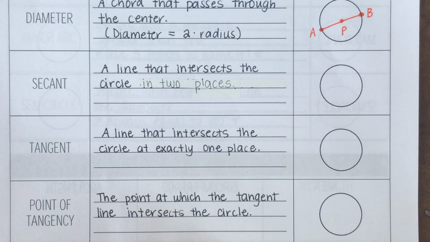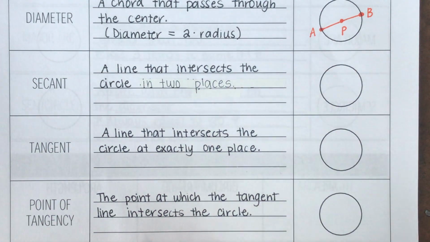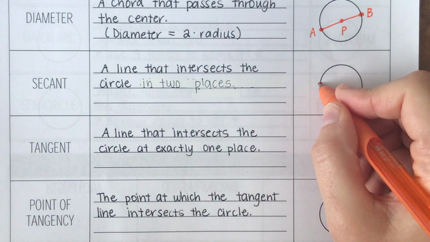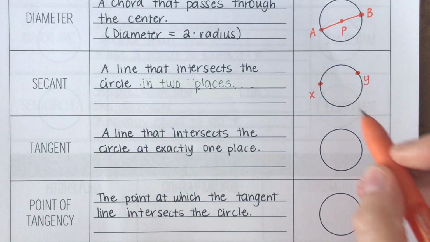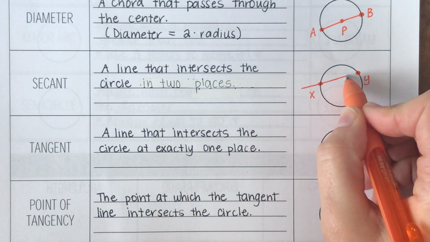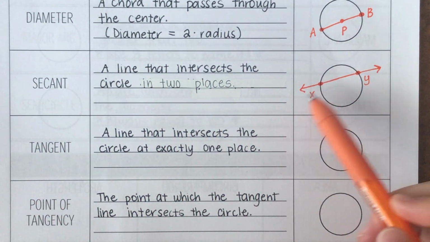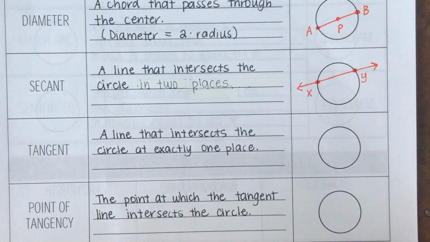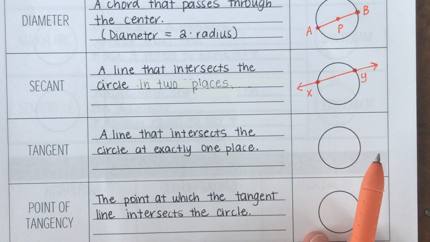Next word is a secant. Secant is a line that intersects the circle in 2 places. Okay, so it's some kind of line, and it's going to pass through this circle at 2 different points. So I can pick 2 different points. Let's call it X and Y. And it's a line that goes through those 2 points. And a line means that it goes on forever and ever in both directions. So a secant doesn't end at the circle, it goes beyond the circle.